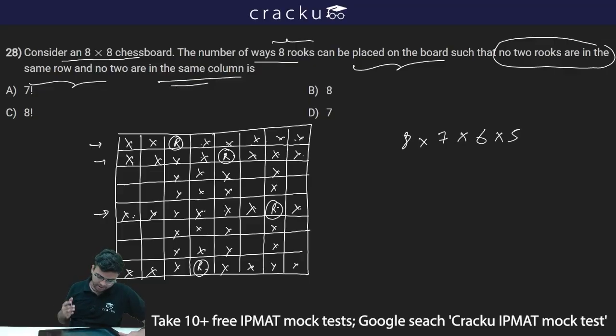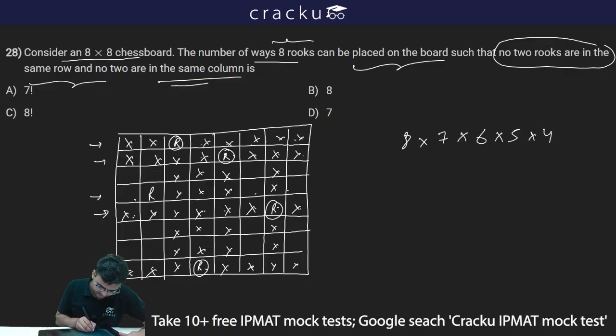Now I have to place my, let's say, 5th rook in the 4th row. It can be in any random row. That's why I'm taking any of the random rows. Now how many options do I have? I have 1, 2, 3 and 4. I have 4 options in which these rooks can be placed. So 8 into 7 into 6 into 5 into 4.